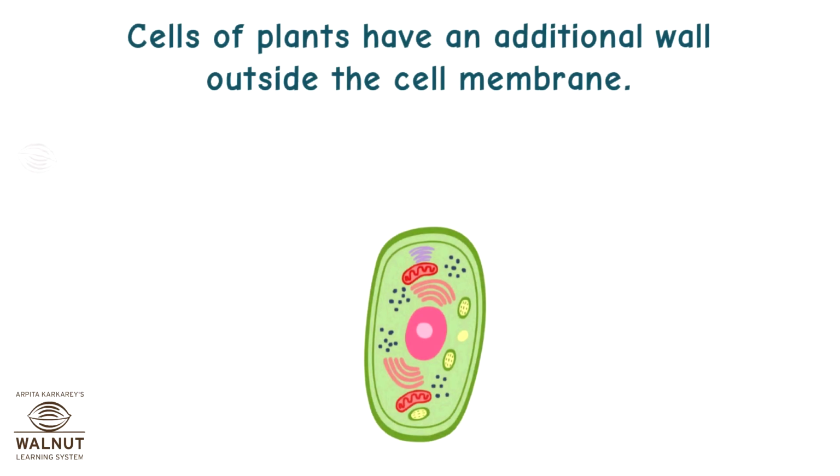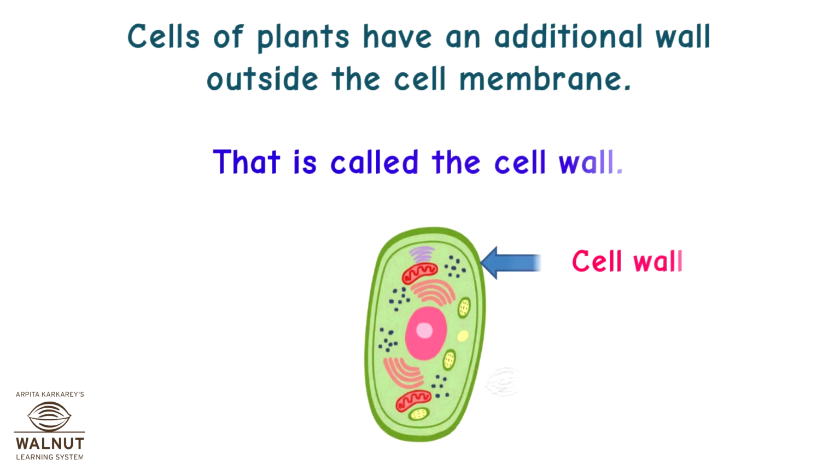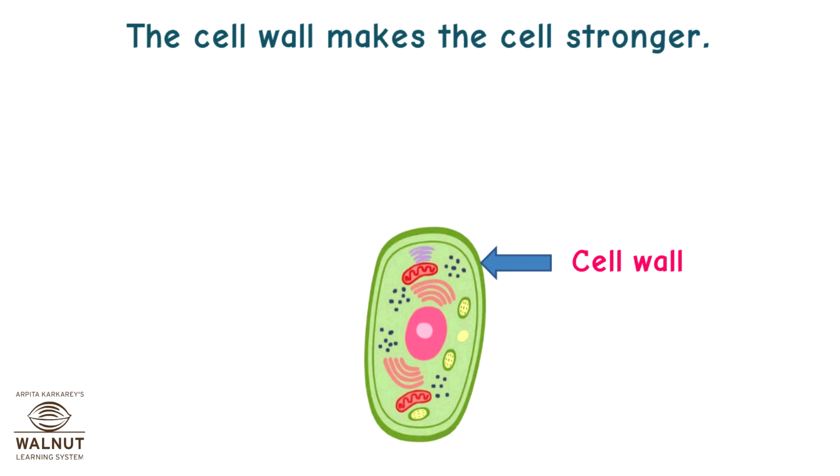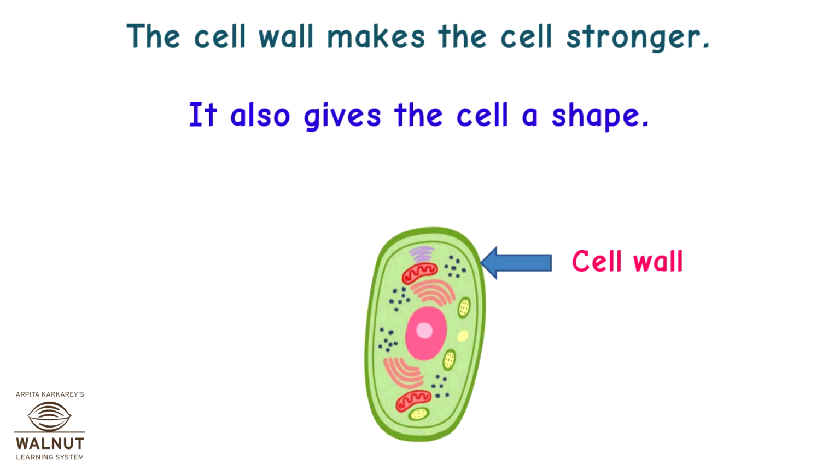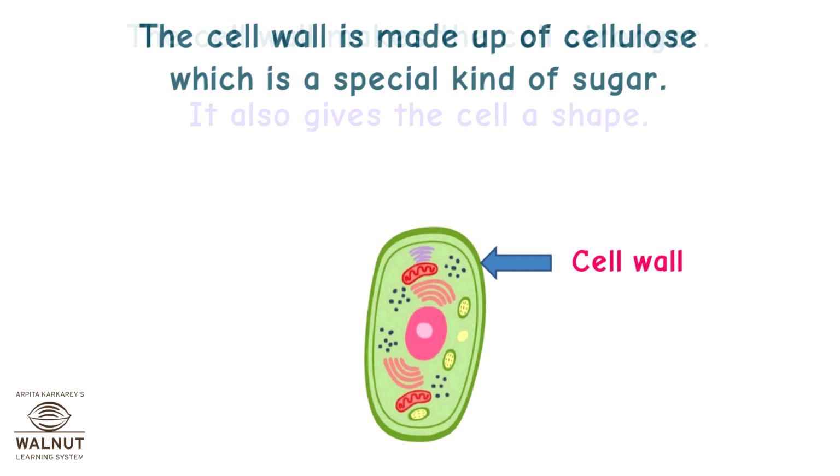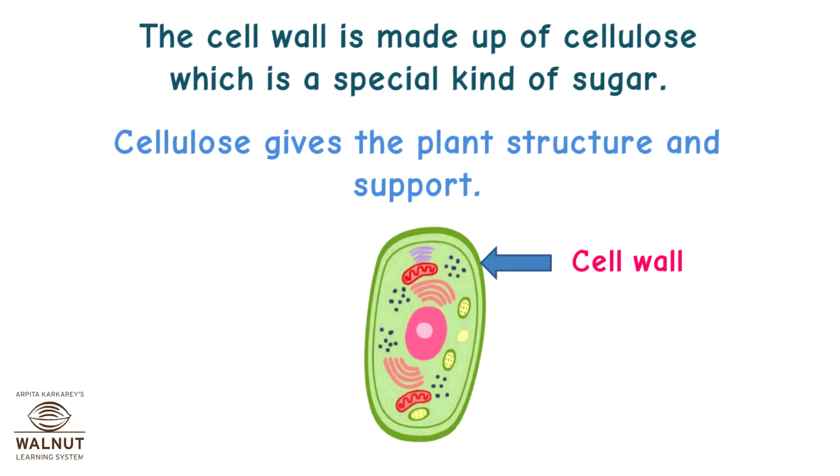Cells of plants have an additional wall outside the cell membrane. That is called the cell wall. The cell wall makes the cell stronger. It also gives the cell a shape. The cell wall is made up of cellulose, which is a special kind of sugar. Cellulose gives the plant structure and support.